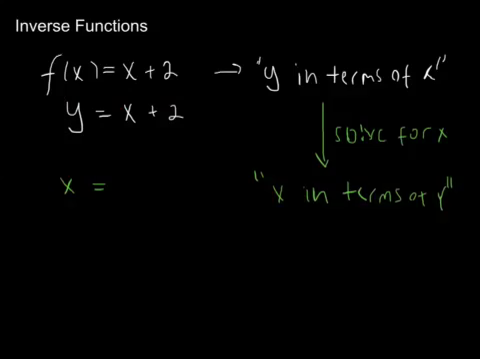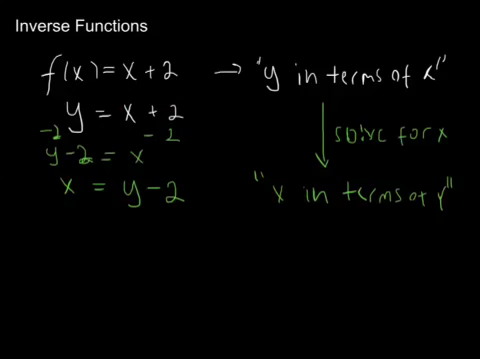So the first thing that I want to do is a very simple step. I'm just going to subtract 2. And when I do that, I'm going to end up with x equals y minus 2. There it is. And so all my inverse function is in this case is y minus 2. So the inverse of y equals x plus 2 is going to be x equals y minus 2.